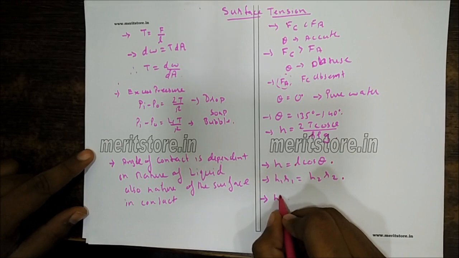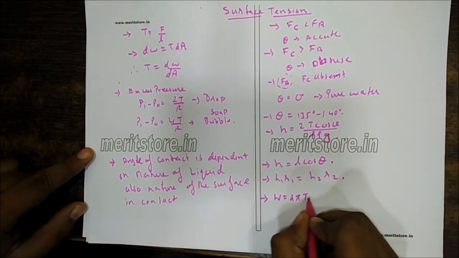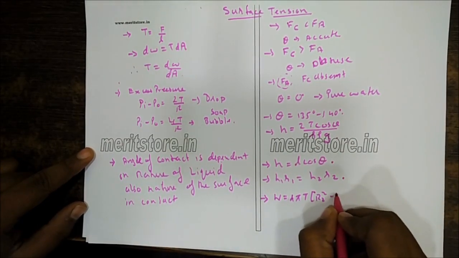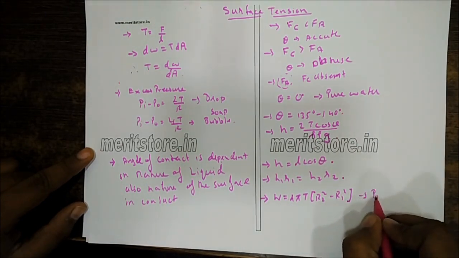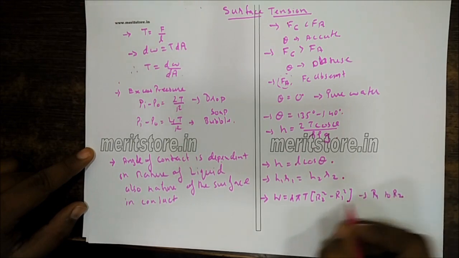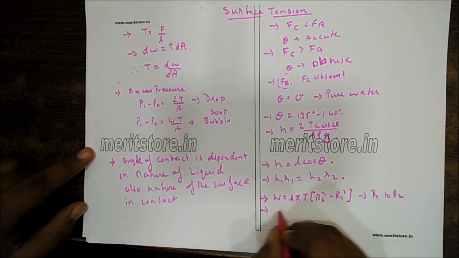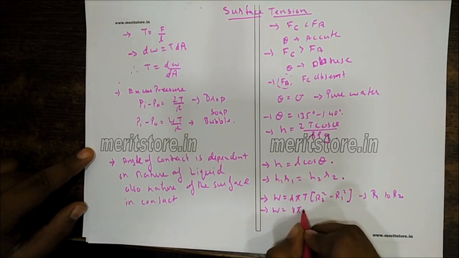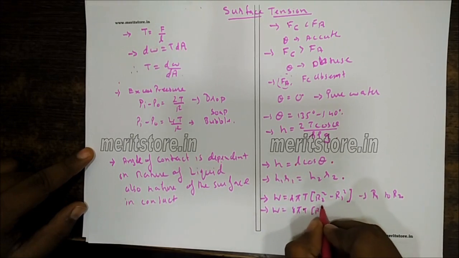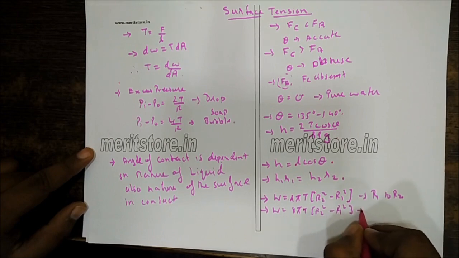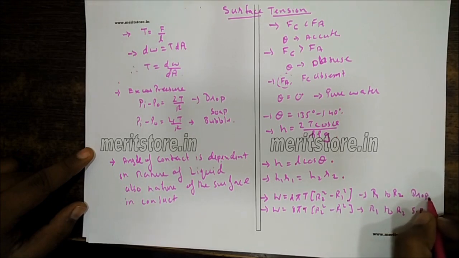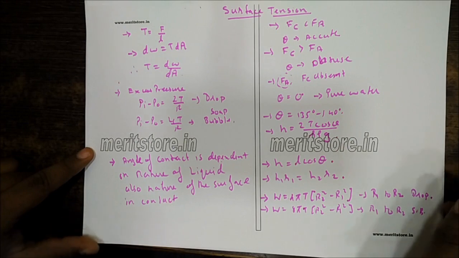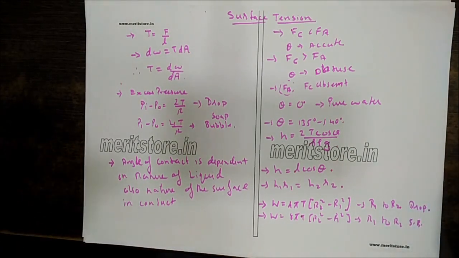Work done is equal to 4 pi T (R2 square minus R1 square) if you want to increase the radius from R1 to R2 of a droplet. Work done is equal to 8 pi T (R2 square minus R1 square) if you want to increase the radius from R1 to R2 for a soap bubble. The first is for a drop. So that's the end of surface tension.